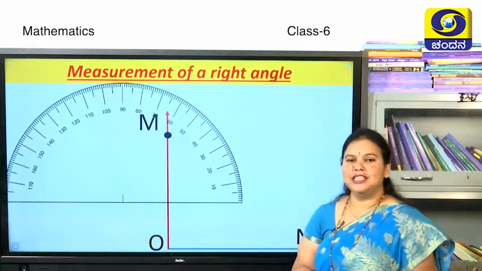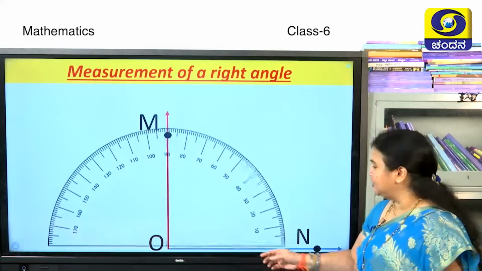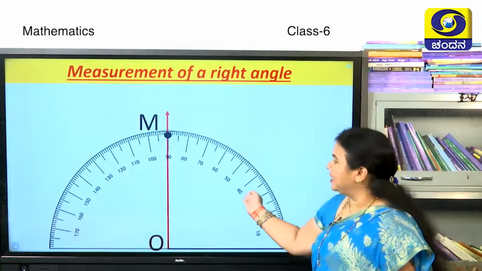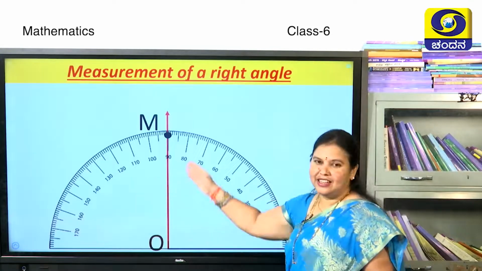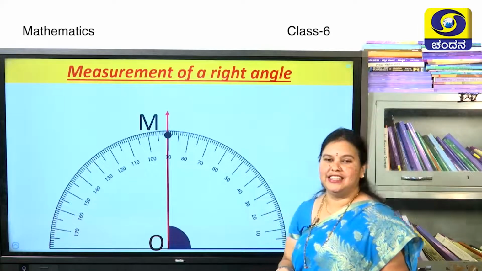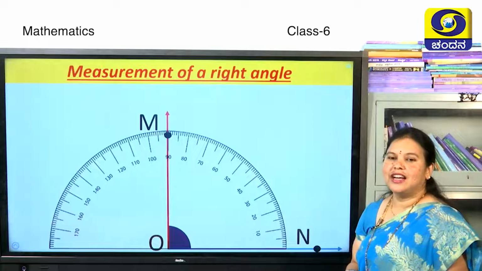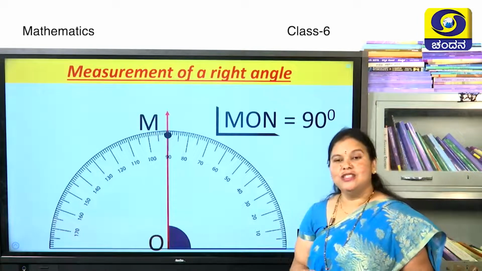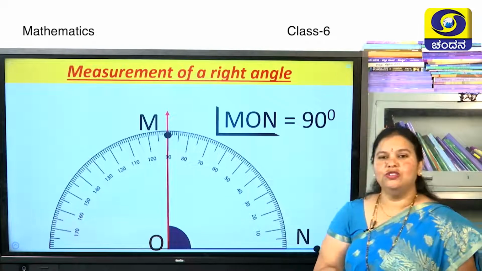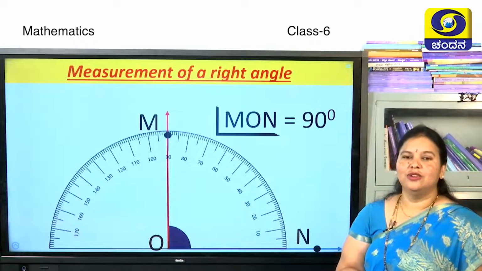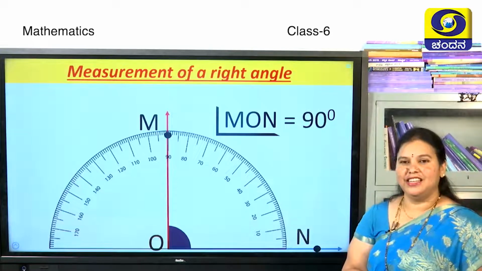Now, I am placing the protractor on the line segment ON. Now, we will read the marking on the protractor against the line segment OM. See, it is showing 90 degree, isn't it? So, the angle MON is equal to 90 degree, which is a right angle. So, we can say that a right angle is an angle which measures exactly 90 degree.